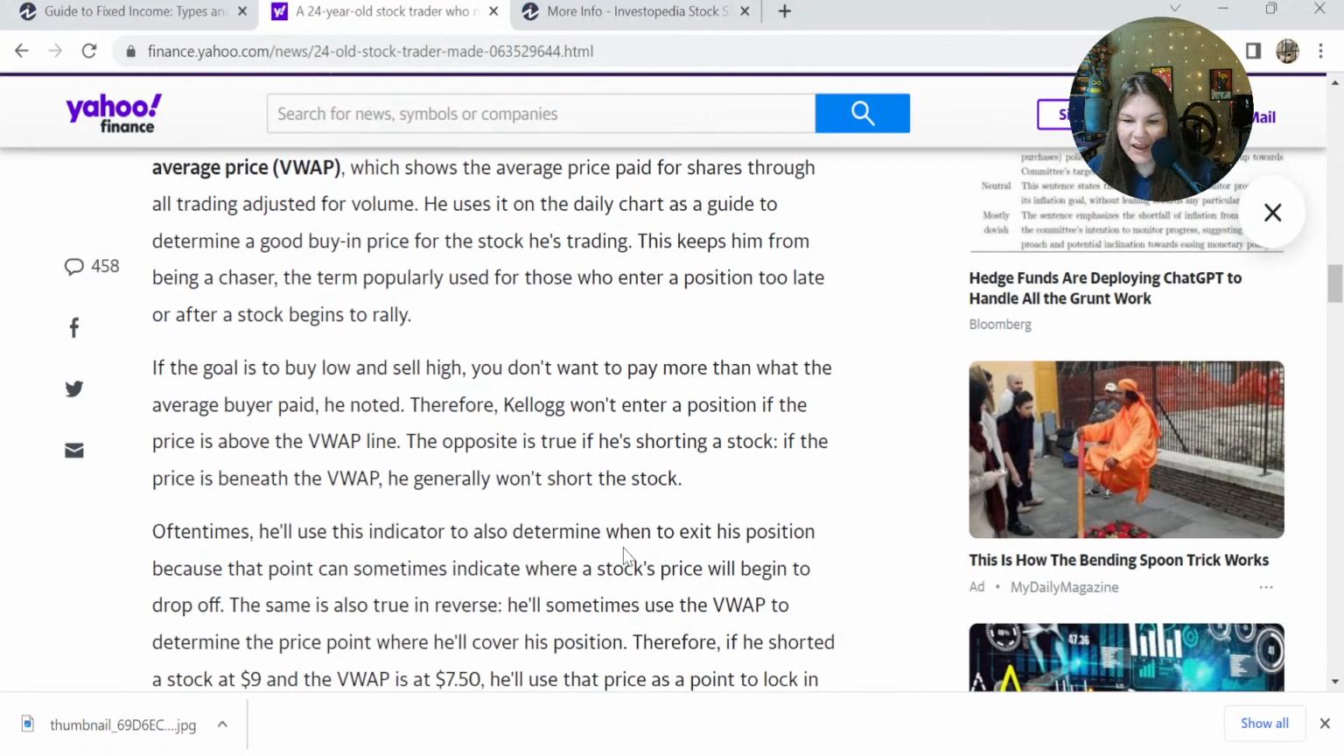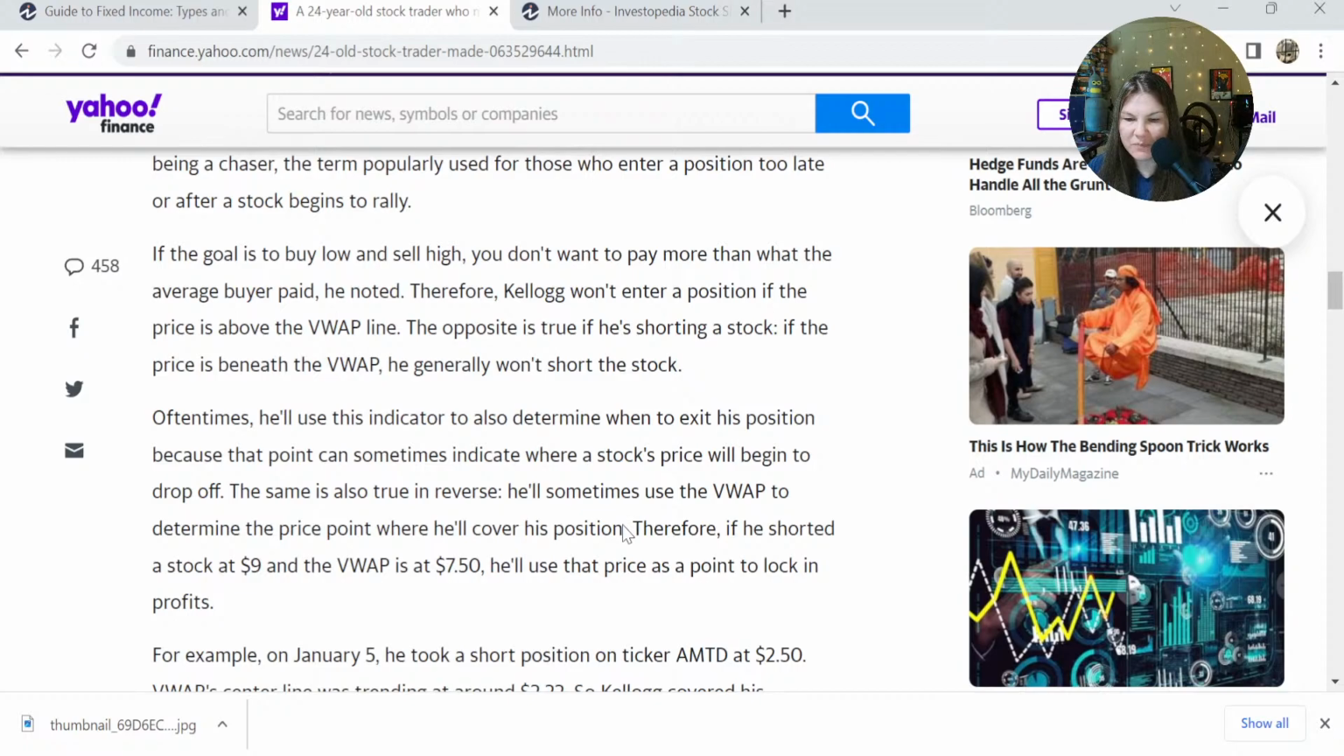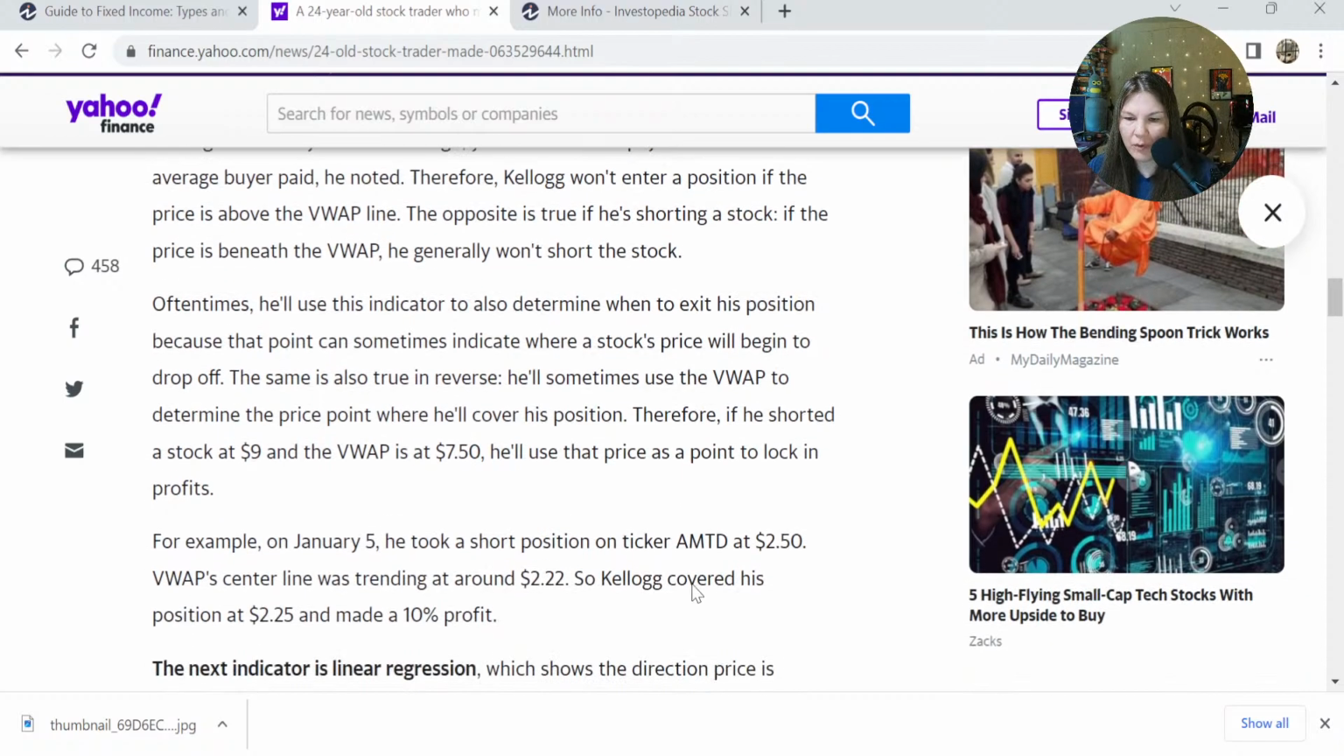Oftentimes, he'll use this indicator to also determine when to exit his position, because that point can sometimes indicate where a stock's price will begin to drop off. The same is also true in reverse. He'll sometimes use the VWAP to determine the price point where he'll cover his position. Therefore, if he shorted a stock at $9 and the VWAP is at $7.50, he'll use that price as a point to lock in profits. For example, on January 5th, he took a short position on ticker AMTD at $2.50.